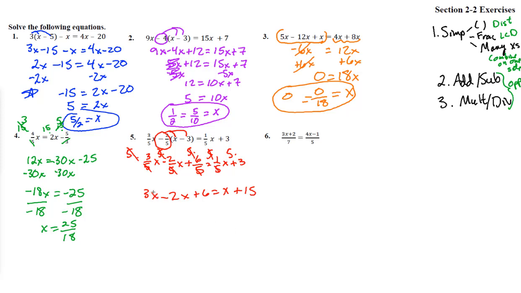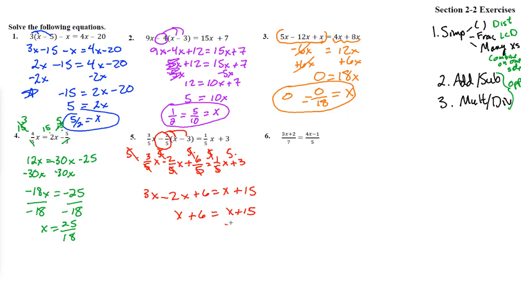Wow. So we now have multiple x's. 3x minus 2x is 1x plus 6 equals x plus 15. We've now combined the left-hand side together and the right-hand side. It was already all together in 1x. Now we've got to get rid of one of them.